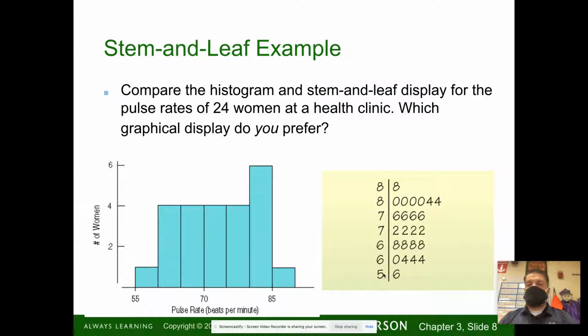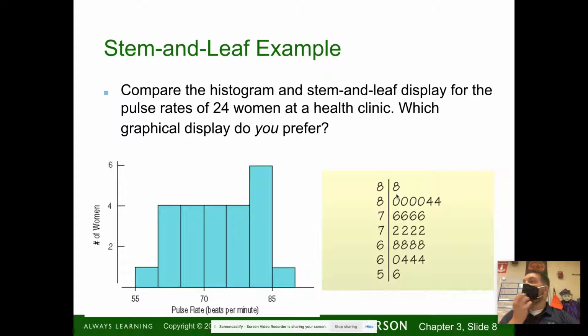So one woman has a 56 pulse rate, another woman has 60. There are 3 women that have 64. There are 1, 2, 3, 4 people that have 68. 4 women that have 72. 4 women that have a 76. There are 4 people that have an 80. 2 people that have an 84, and 1 person that has an 88.